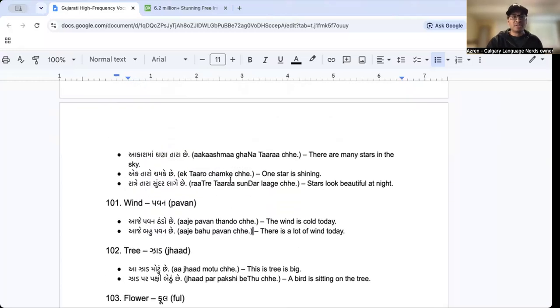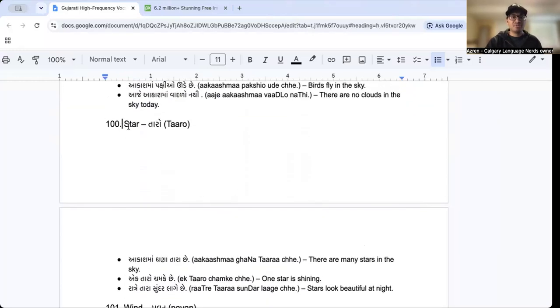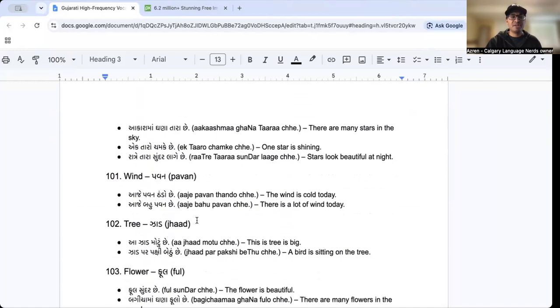Today we're going to keep going through our really high frequency words. Let's dive in. Let me share my screen and we'll begin. Last time we left off at number 100, which was the word for star. So today we'll begin with pavan.